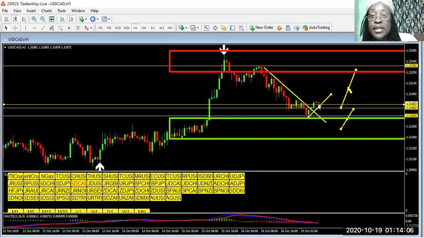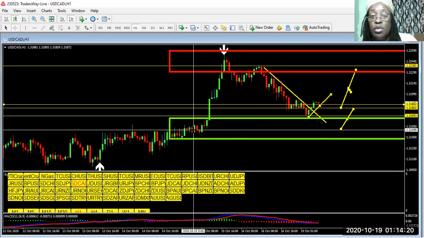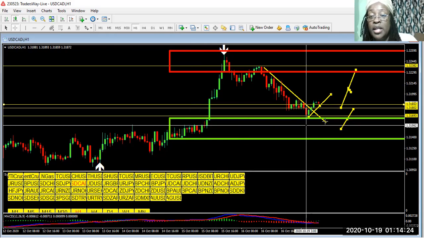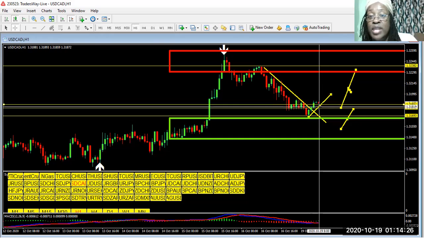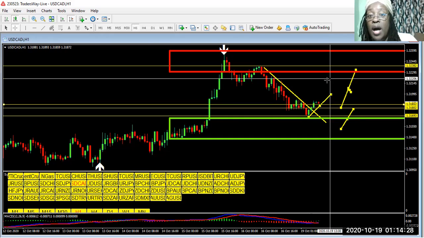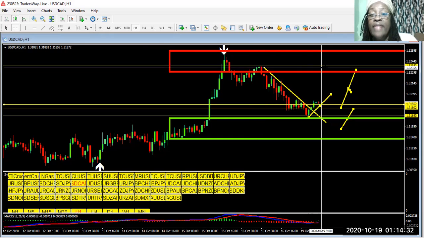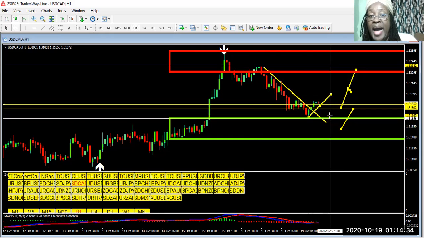Now, if price breaks the trend line, breaks these two zones right here and closes, then I'm expecting price to continue to push down into my demand zone, right around in this area here. That's what I would be expecting. If not, if it just retests and continues up, I expect it to come up to this area right here and then take it back down.